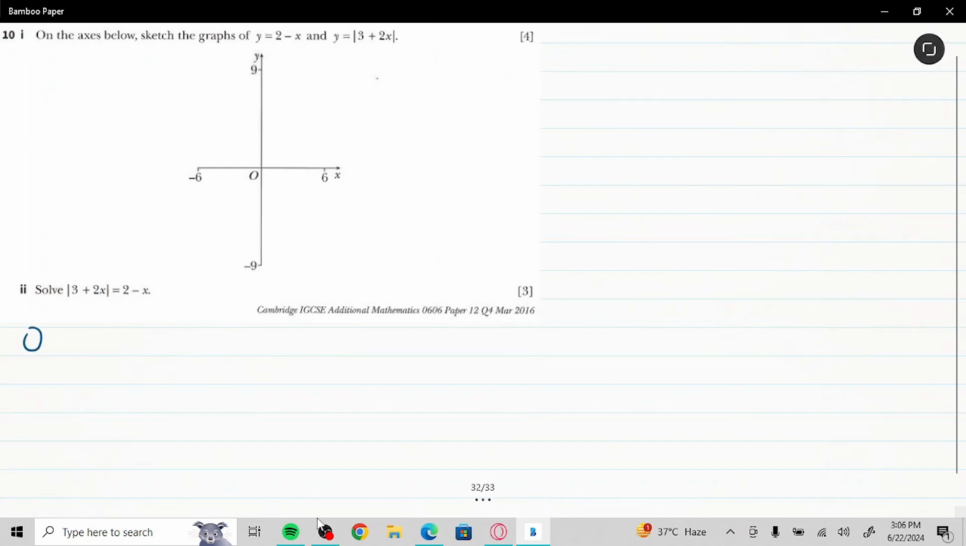Okay, for question number 10, we are asked to draw the graph y is equal to 2 minus x and y is equal to 3 plus 2x on the same graph. The thing is, they have given us the axes and they have given us the limits also.